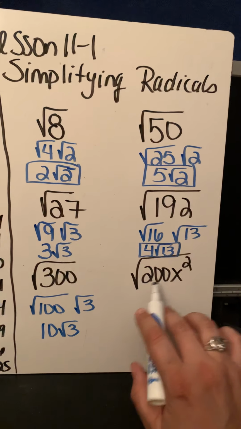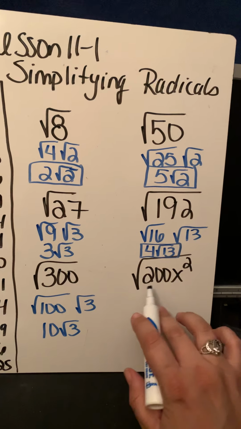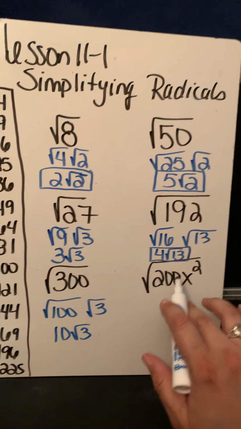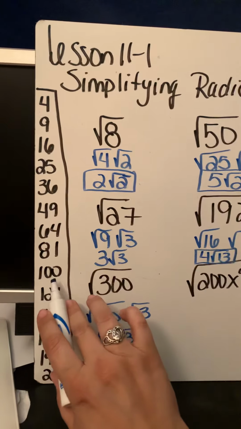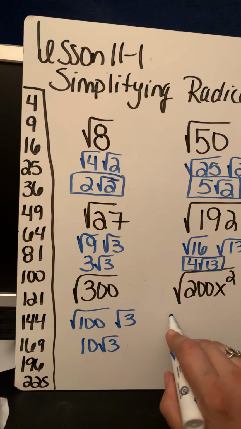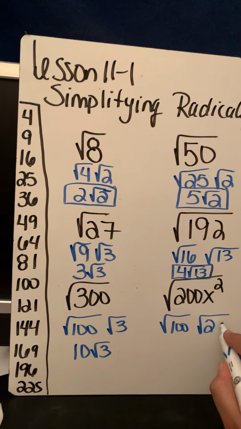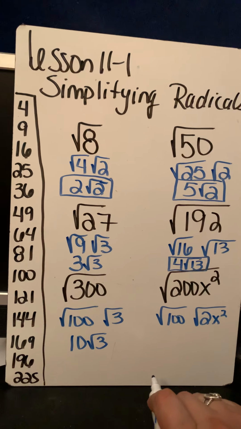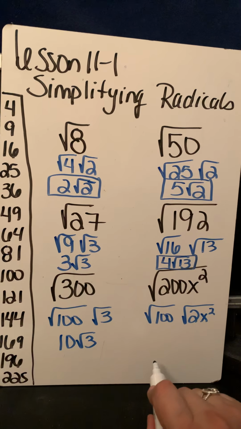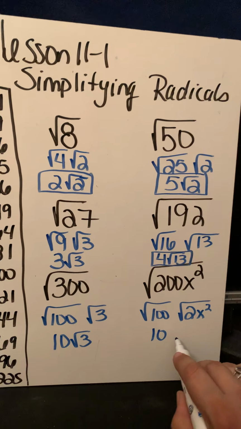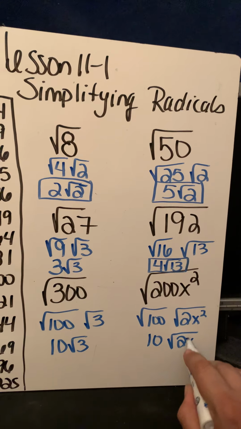So I'm going to break down my 200 first. Okay, I'm going to ignore this for a minute. What perfect square goes into 200? 100. So I'm going to write that as the square root of 100, and it goes in twice. I'm going to leave my variable right there with it. What's the square root of 100? 10. So I'm going to have 10 root 2x squared.